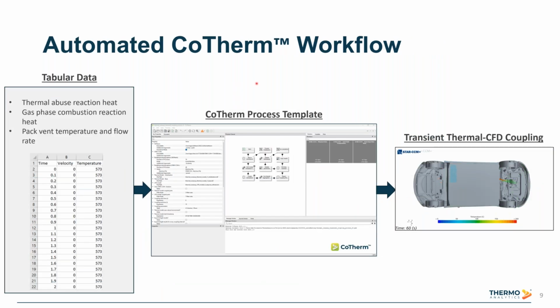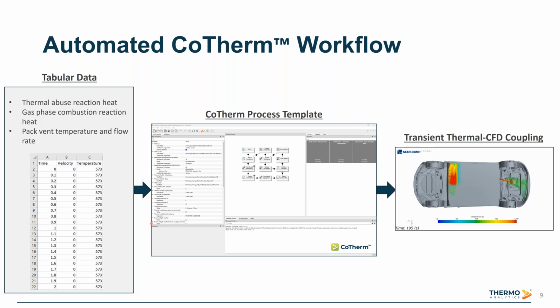So this workflow is automated via Cotherm. You can see the Cotherm process template here in the middle. Cotherm takes tabular data as inputs for the thermal runaway reaction heat, combustion heat, and the pack vent temperature and flow rate. So you can see the velocity and temperature, for example, here. You can see the key properties window here.